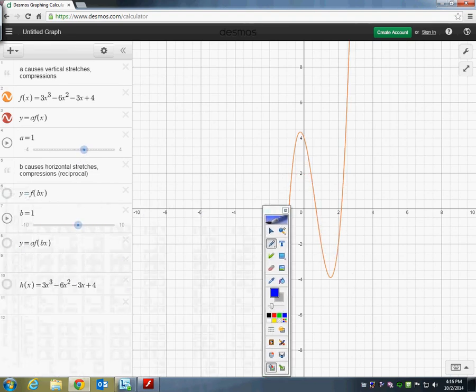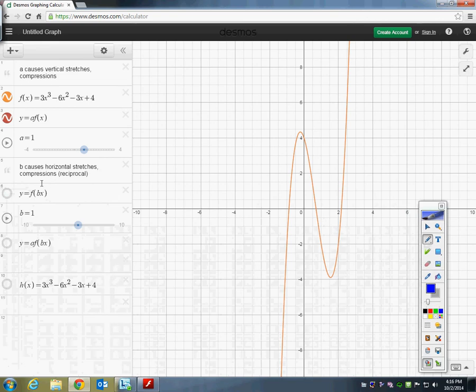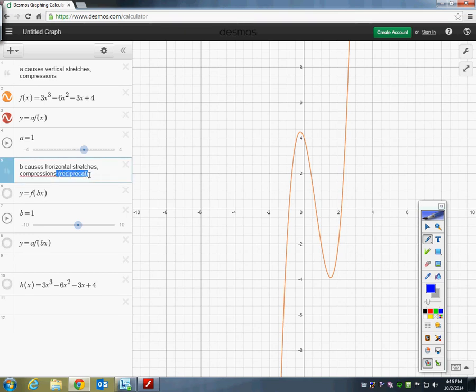If I move my toolbox maybe to the other side here. So on the bottom I mentioned, if a is on the outside, that causes vertical stretches and compressions. b on the inside of the function is going to cause horizontal stretches and compressions. And you see I put this word reciprocal because it's kind of the opposite effect of what you had before. So just one more time, if I make a larger, then I get a vertical stretch.